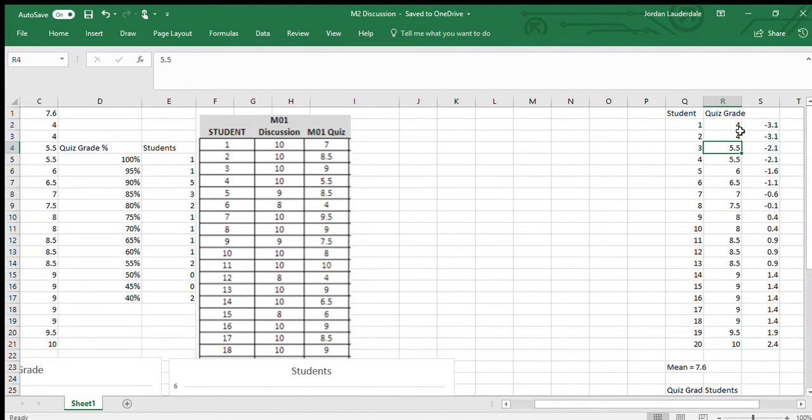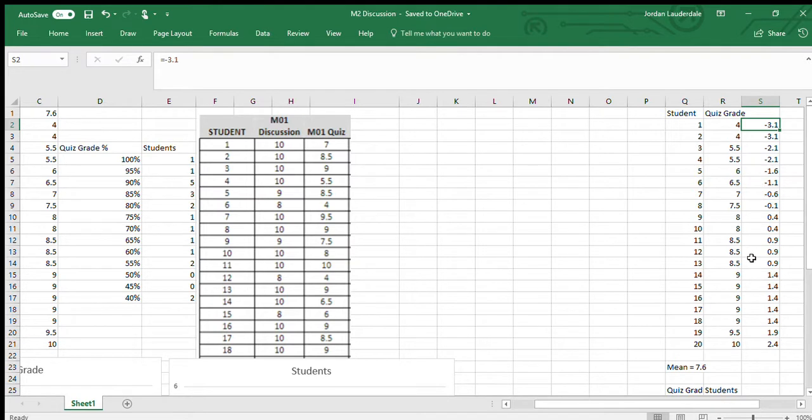And right here we have that, and I'll show you just kind of the math that I did. We have 4 minus 7.6, we're going to get a negative 3.1. And then right over here, 5.5 minus 7.6 is going to result in a negative 2.1. And then on the other side here, you have like 10 minus 7.6 is going to be a 2.4. And we did that all throughout the table here.